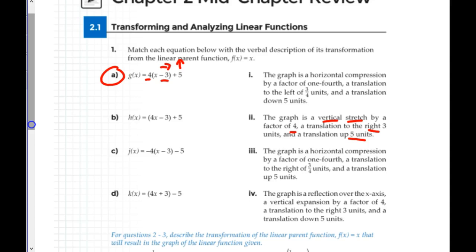Okay, for C, negative 4 means, that negative means it's going to be reflected over X. So that looks like number 4, reflect over X. Okay, and then it's right 3, down 5. Yeah, that's right. C is a liar, so right 3, down 5. Okay, so this one goes with that one. This one goes with that one.